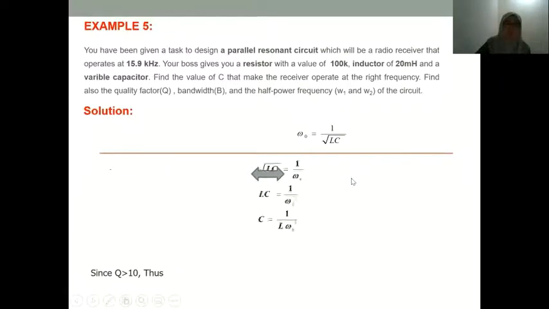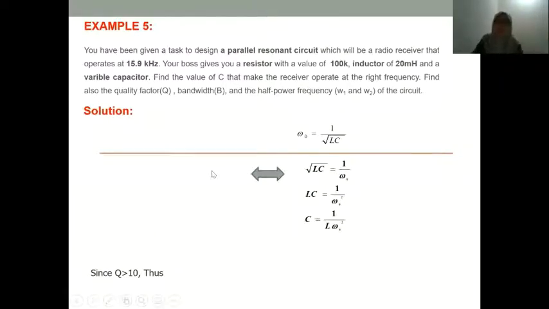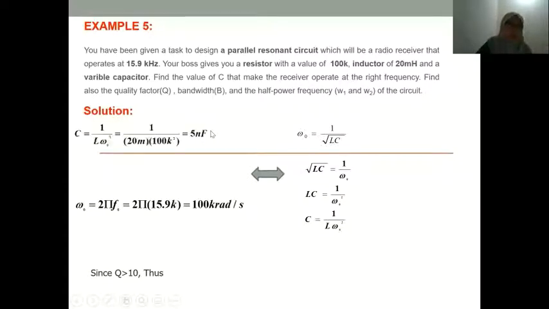So for the solution, you just write down all the formulas and also all the information given. In the first place, you have to find the quality factor, right? But now you have the capacitor, so find the value of the capacitor.